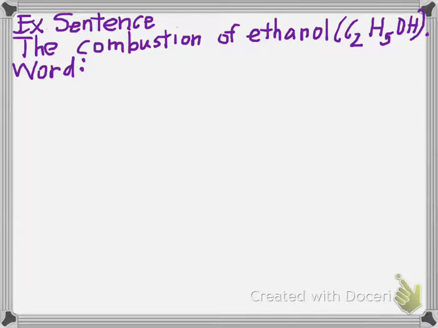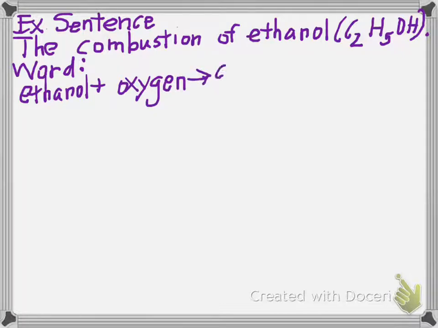Again, we're going to start with our word equation, which is ethanol plus, again, we have to have oxygen, even though it doesn't say anything about it. So I have to have oxygen for something to burn. My products are going to be carbon dioxide and water because, again, it doesn't say anything about it being incomplete combustion.